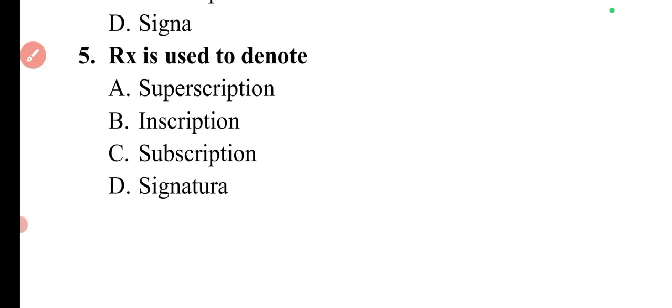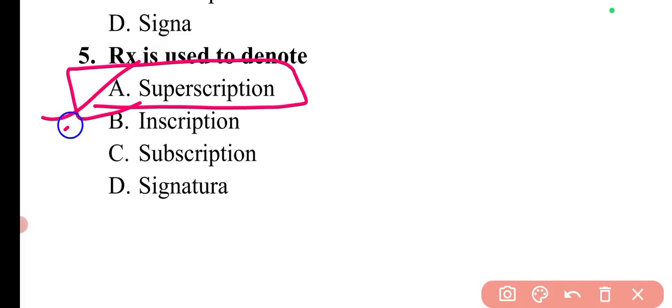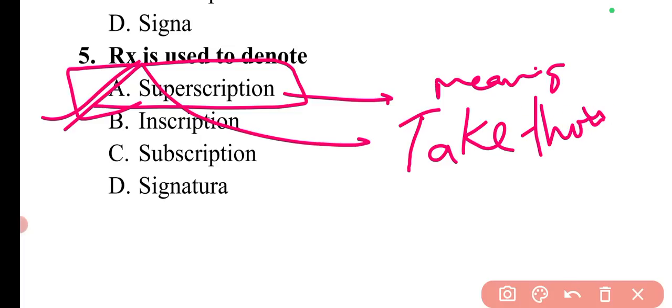Then next question is: RX is used to denote. RX comes under superscription, which we have already discussed. Many times the meaning has been asked for RX. RX means take thou. There are two meanings: take thou, basically in Latin terms, and you take is the meaning.